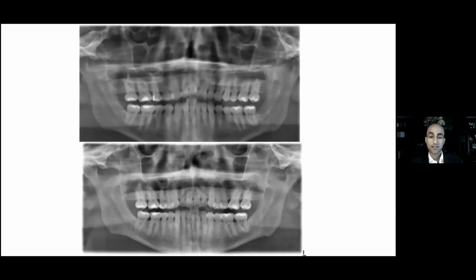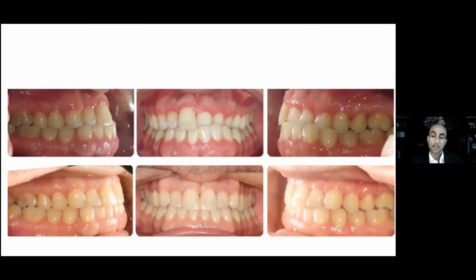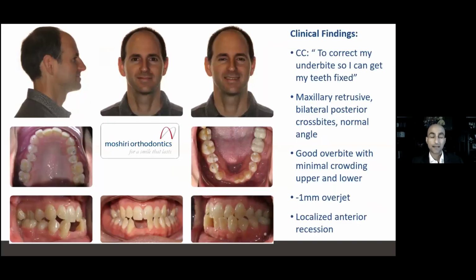Some other things to discuss with class 3s are that you can do segmental distalization with a patient that presents to you as a class 3, but again, we're doing orthodontics with Invisalign. We're not just doing Invisalign. So what would be the difference of distalizing in the mandible segmentally, let's say, versus distalizing in the maxilla?